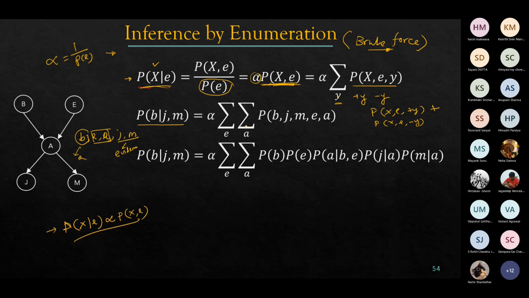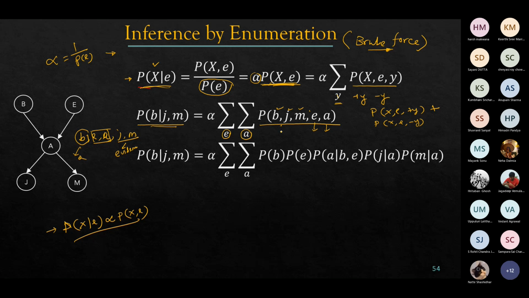Now, how do we get this probability? It is again proportional to the joint distribution of B, J, M, E, and A, right? As these values of J and M are known to us, we set them to be all true. The only other variables that will have different values are the hidden variables E and A. We'll be iterating over different values of E and A to get these values, right? So this is the strategy that we are taking.